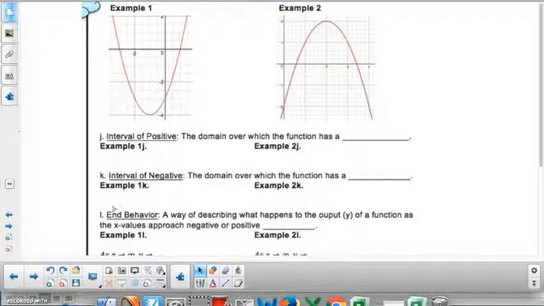Interval of positive is the domain over which the function has a positive output. Anytime we ask you for an interval of something, you can pretty much bet that it's going to be a domain where something is happening, a domain where it's increasing, a domain where it's decreasing. In this case, a domain where it's positive. I'm going to go ahead and define interval of negative as the domain over which the function has a negative output. Basically, that means tell me what x's you can plug in to this function and get out a positive y value.